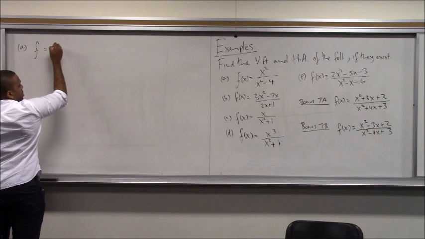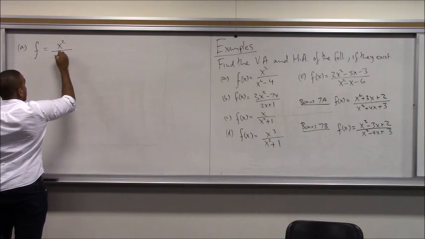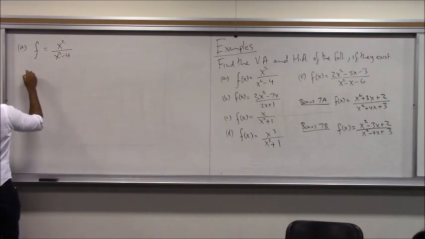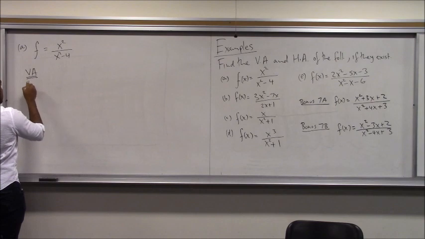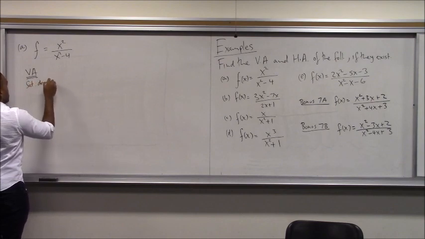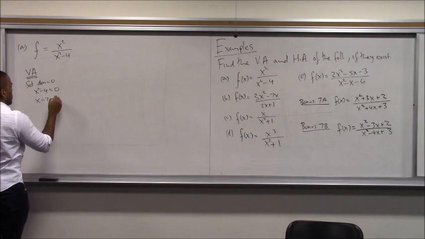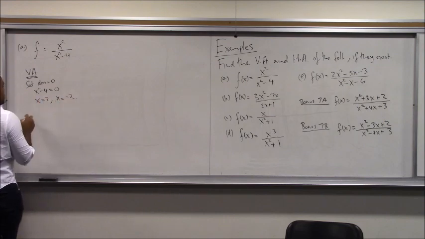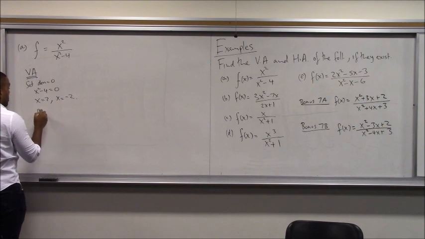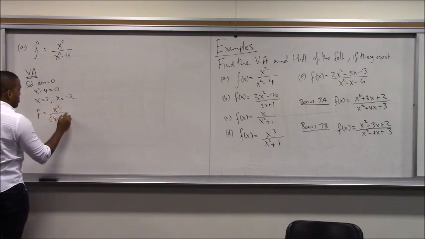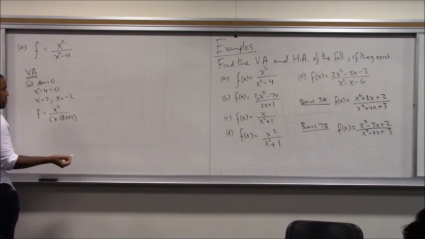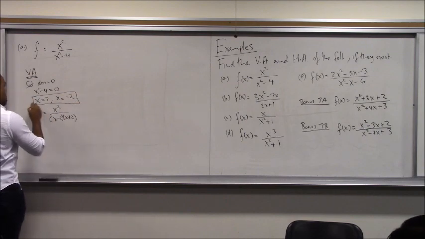So your f is equal to x squared over x squared minus 4. Let's talk about the vertical asymptotes. What are they here? Plus or minus 2. You set the denominator equal to 0. This is x squared minus 4 equals 0, so you get x equals 2, or x equals minus 2. And notice neither of these will cancel, right? Because your f would be x squared over (x minus 2) times (x plus 2). You can't cancel any of these, so that's your answer.